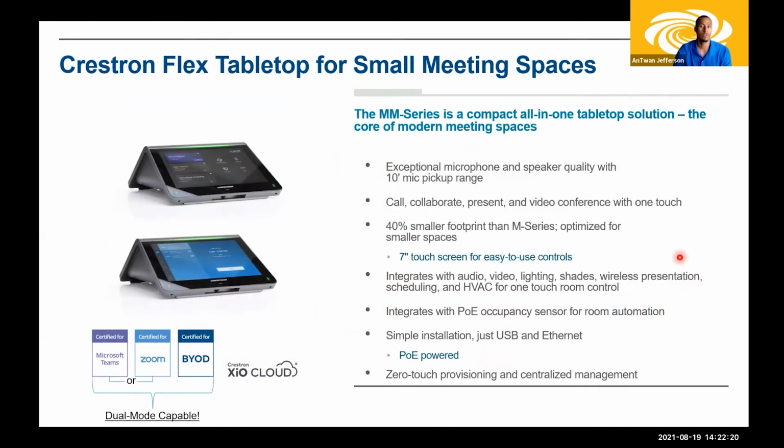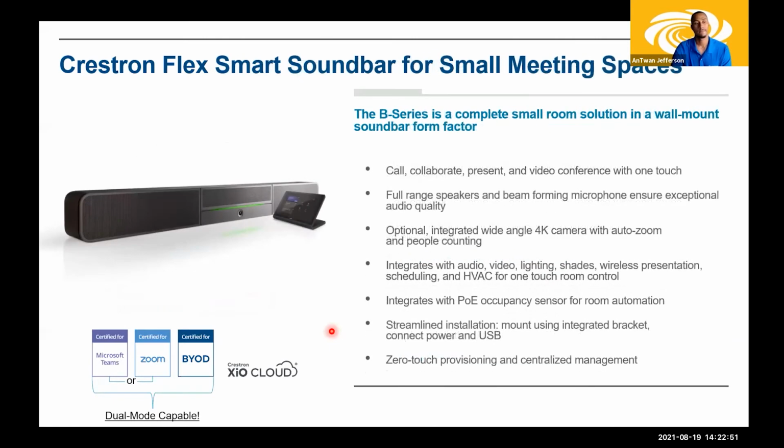So going over the small tabletop Flex Minis, your Mercury Minis, its ability to have Teams, Zoom, or BYOD functionality, also powered with XIO Cloud, 10-foot microphone pickup range, 40% smaller footprint than your standard Mercury or your M series, 7-inch touchscreen for easy display, also integrates with the Simple Control. Android-based appliance with the Windows-based PC options, you get to choose your preference for the device management.